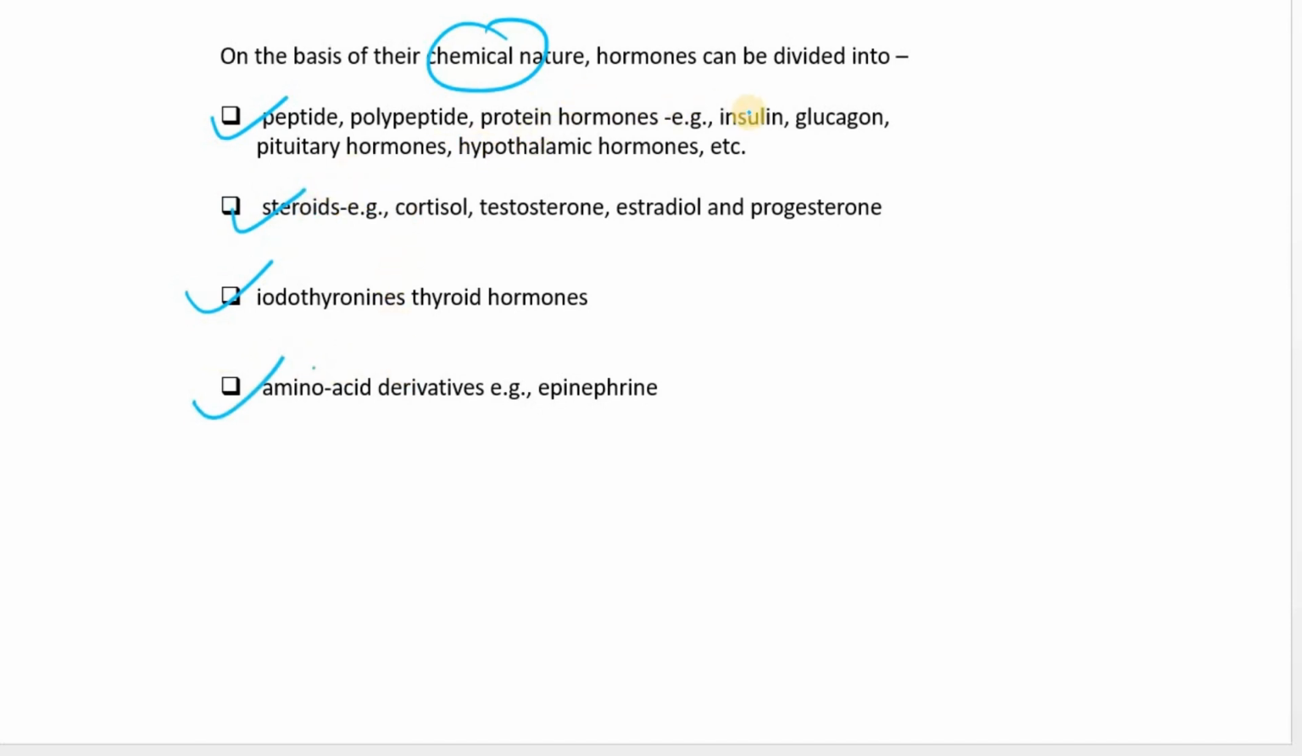Examples of peptide hormones are insulin, glucagon, hypothalamic hormones, pituitary hormones. Steroid hormones are cortisol, testosterone, estradiol, and progesterone. Iodothyronines are the thyroid hormones, and amino acid derivatives are the epinephrines.